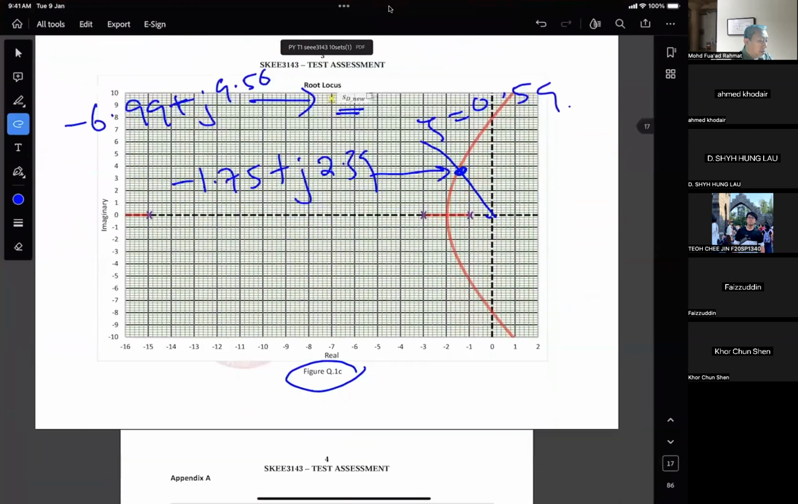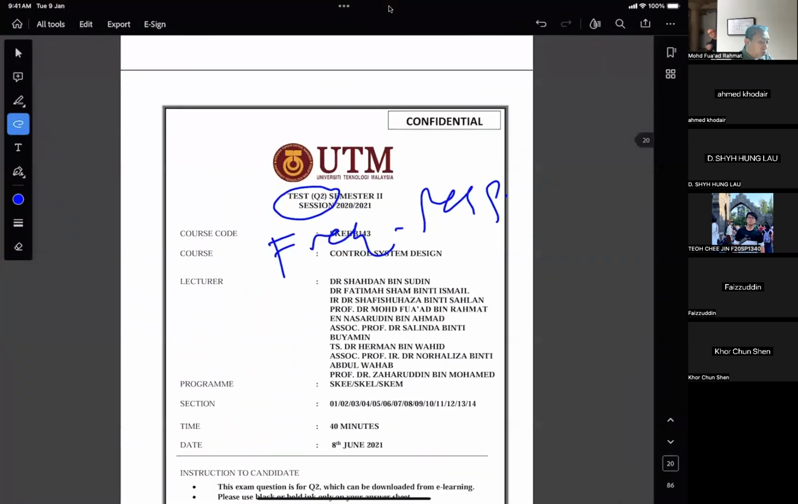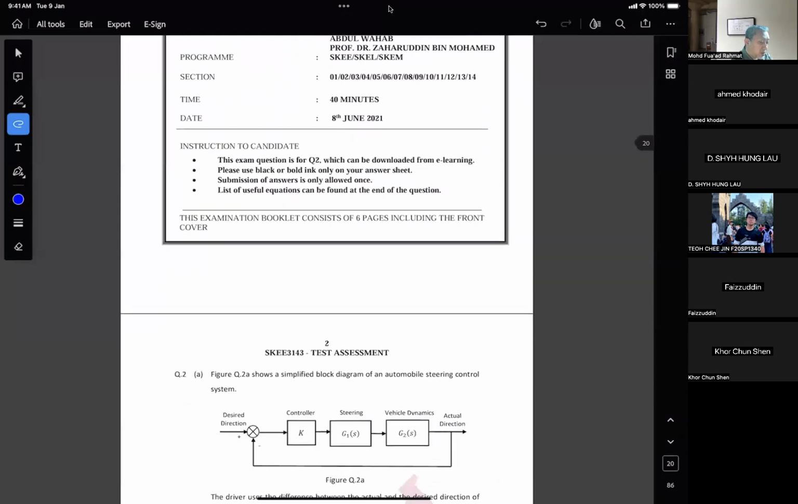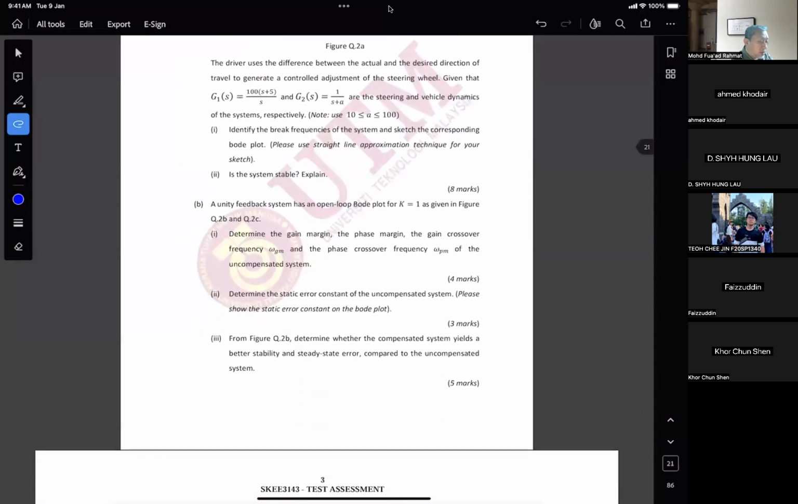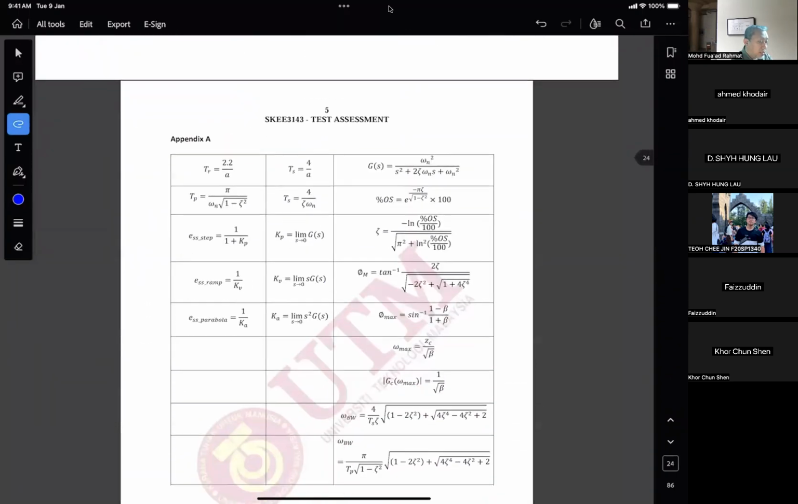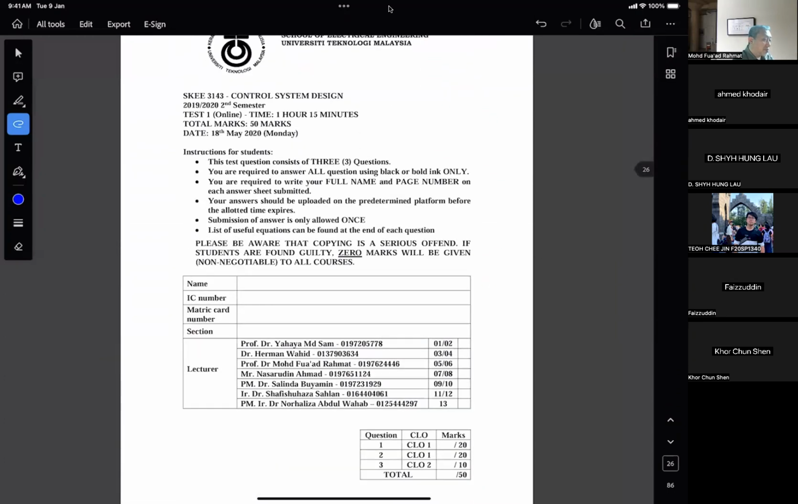Right. So that is the solutions for the Q1. For Q2, the second half of the test one during COVID time is on the frequency response. So I will not discuss this. I will include this in my lecture slides. Okay. So we'll discuss together later. So we go to the next one, which is this one, 2019.